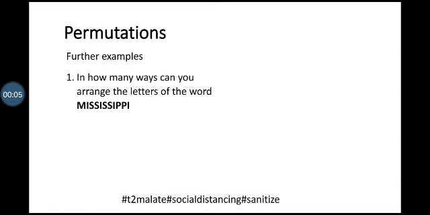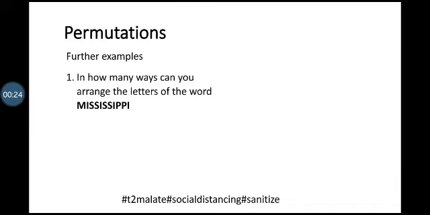So we just continue with further examples on permutations in events where you have some letters repeating as you are asked to make the arrangements. So the first example, in how many ways can you arrange the letters of the word Mississippi? Mississippi is just a state in the US.